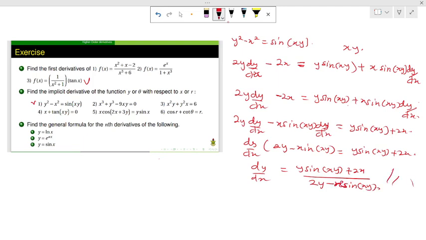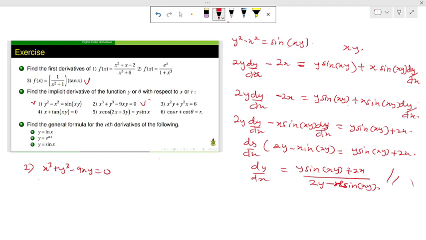Okay, that's all. Powerful. Now let's move to the second one. I have x cubed plus y cubed minus 9xy is equal to 0. This is an implicit function in x and y. Wherever you see x, you differentiate with respect to x.